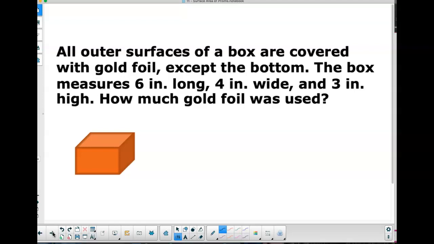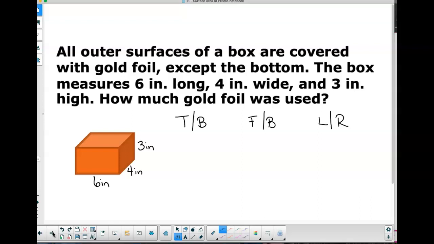Okay. So this particular box measures 6 inches long, 4 inches wide, and 3 inches high. Okay. So there's a picture for you. It's 6 inches long, 4 inches wide, and 3 inches tall. How much gold foil is used? Okay, now, typically when we set this up, we have to do top and bottom, front and back, left and right.